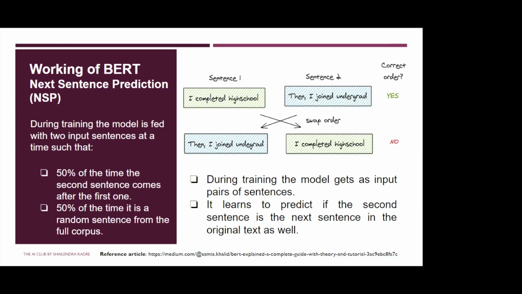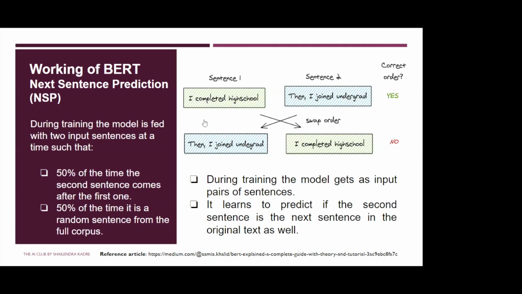the second sentence comes after the first one, which means half of the times it creates a dataset with sentences such that the first sentence is actually related to the following sentence, and half of the time they are randomly selected sentences that hold no meaning with respect to the previous sentence. So if you see here, we have two such examples.